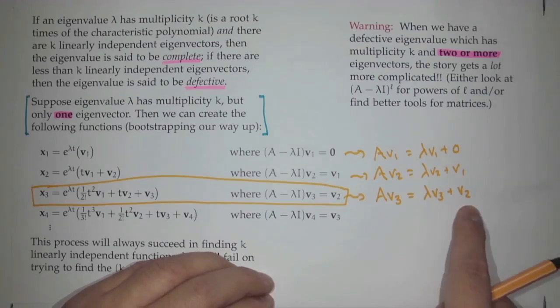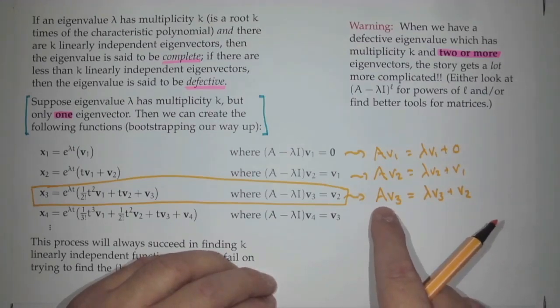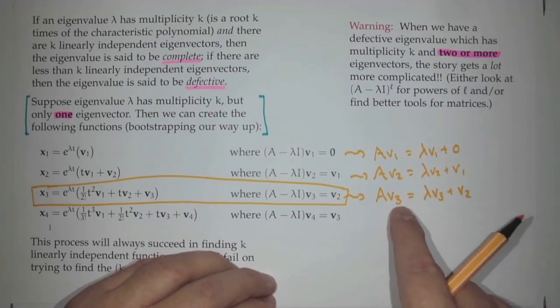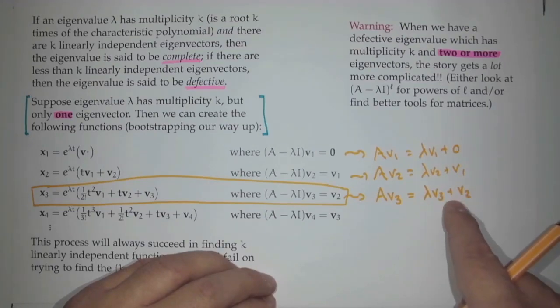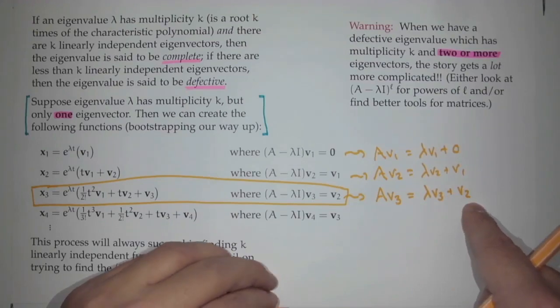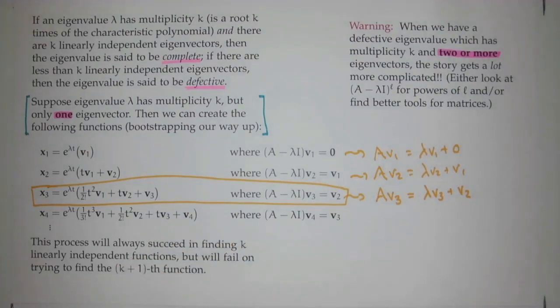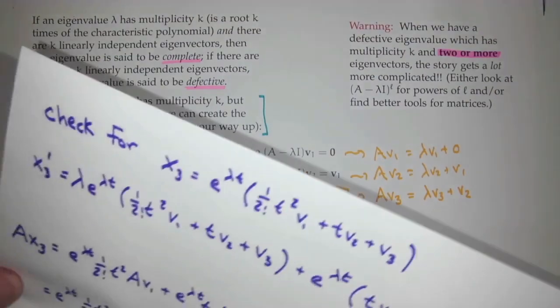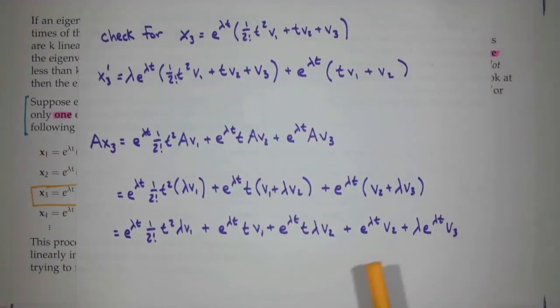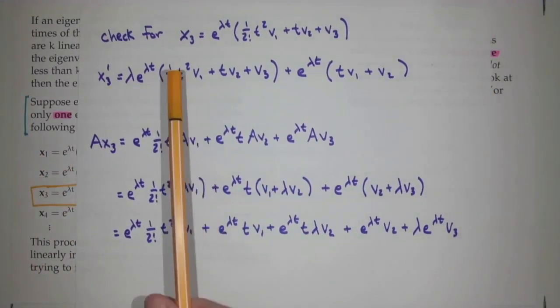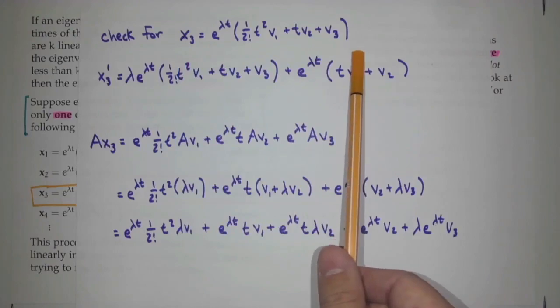I want to point this out because it says that when you multiply by A, you're doing two things. You're scaling that vector by lambda, but you're also adding the previous vector. And that's going to show up here. Okay, so again, I apologize. As a reminder, this will be scanned in. So let's suppose we want to check x3. I copied x3 here.